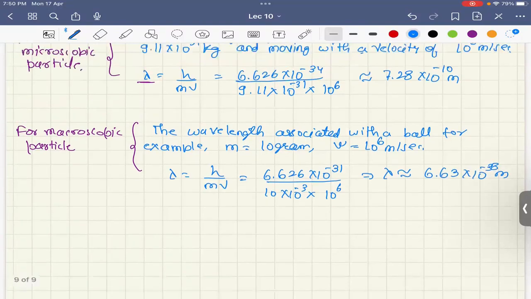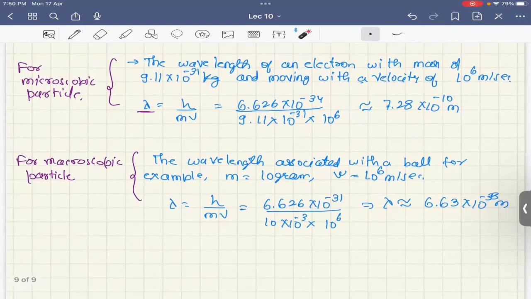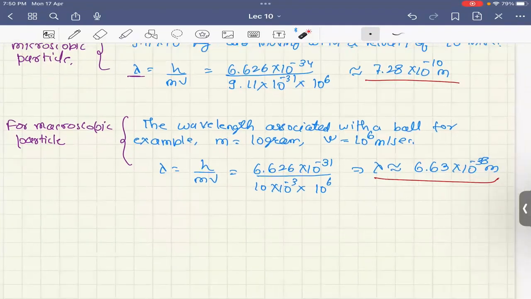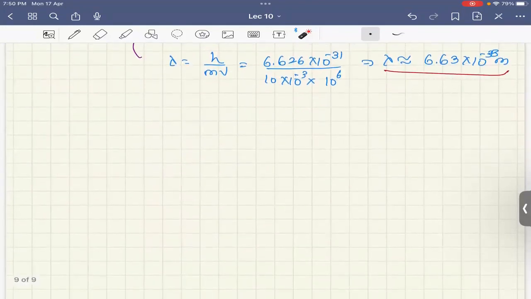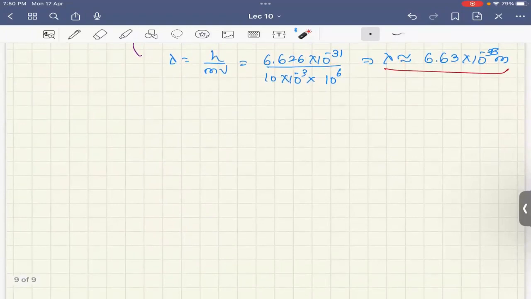So when you compare these two, we see that the wavelength for a microscopic particle is way higher than for a macroscopic object, right? Hence, we say that the wave nature is dominating at the micro level, and particle nature is dominating at the macro level, right? So this is where we conclude for today.